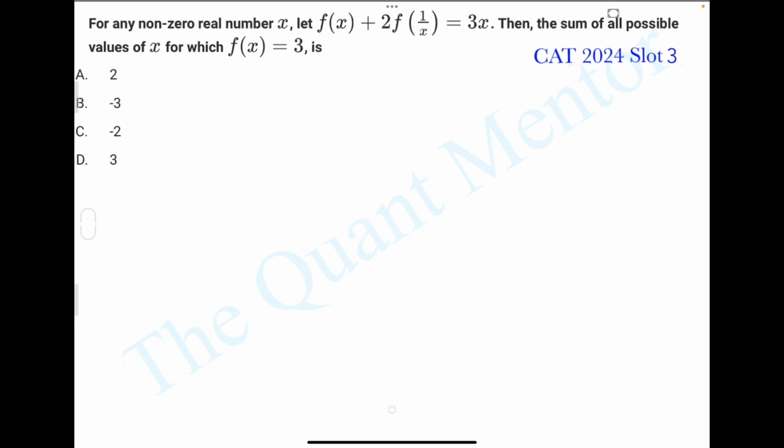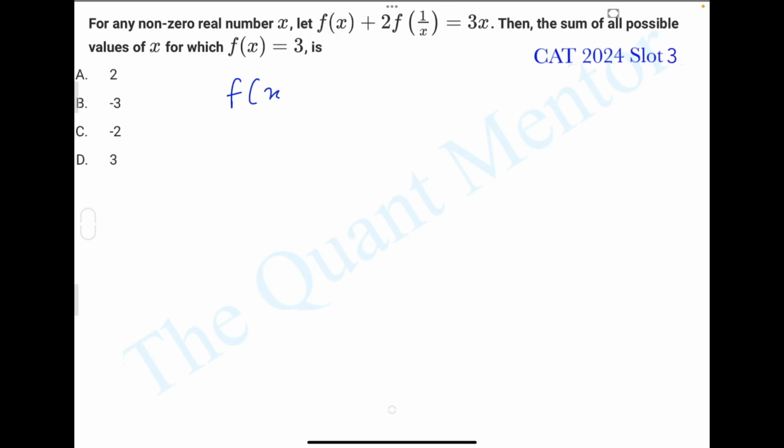So the question says, for any non-zero real number x, let f of x plus twice f of 1 by x is equal to 3x. Then the sum of all possible values of x for which f of x is equal to 3 is. So it's a very easy question. Let's see how we deal with this.